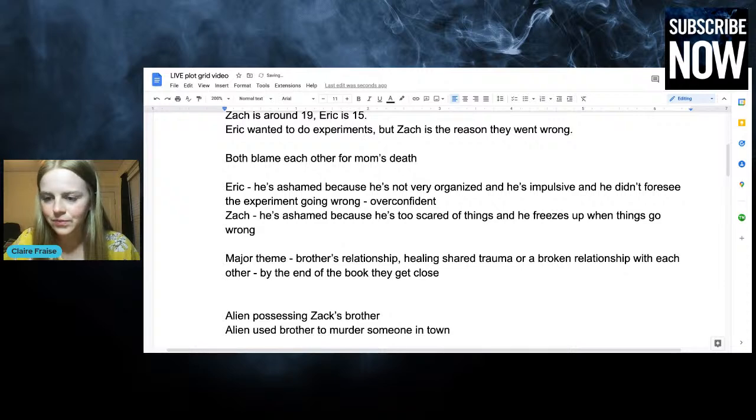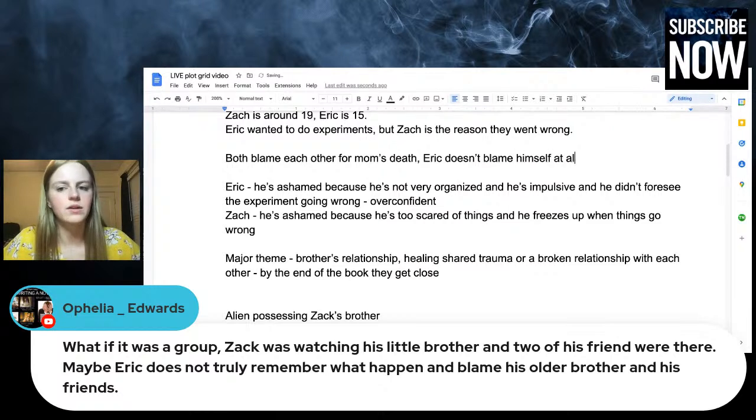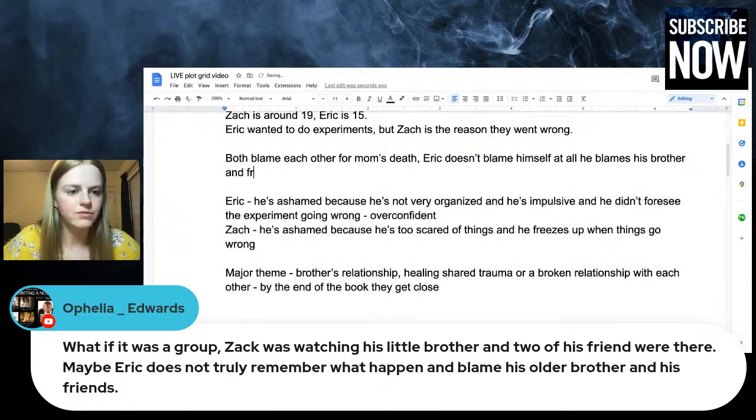Let's see. Ophelia Edwards said, what if it was a group? Zach was watching his little brother and two of his friends were there. Maybe Eric does not truly remember what happens and blames his older brother and his friends. I like that, because he's not really taking responsibility for it. And then he has to confront that it was also his fault over the course of the story. I like that. So both blame each other. Eric doesn't blame himself at all. He blames his brother and friends. I like it being a group thing too.